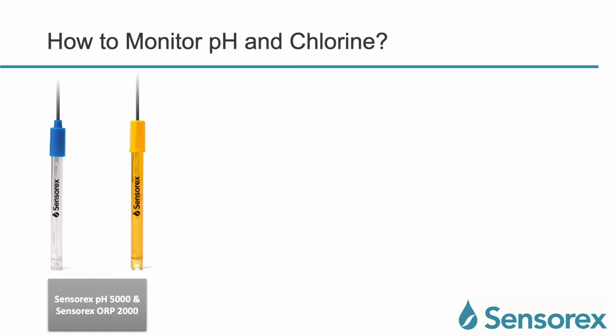SensorX's pH 5000 and ORP 2000 are 2 examples of sensors you can use for monitoring. You must purchase a transmitter with it so that it can read and display the values.